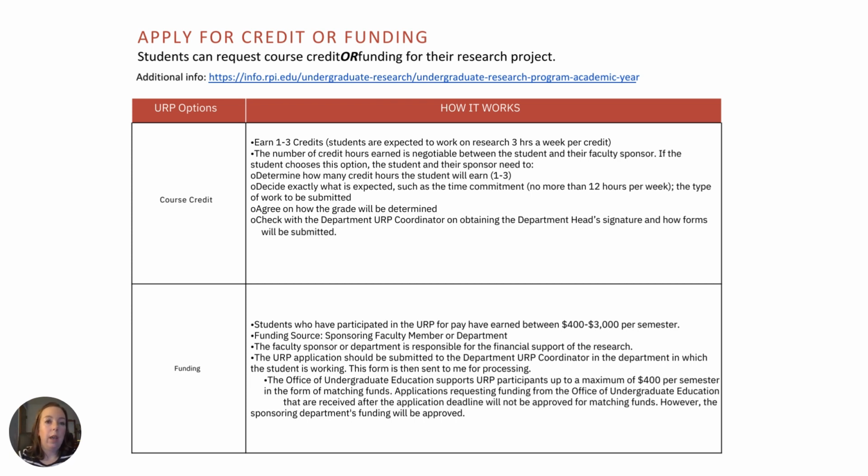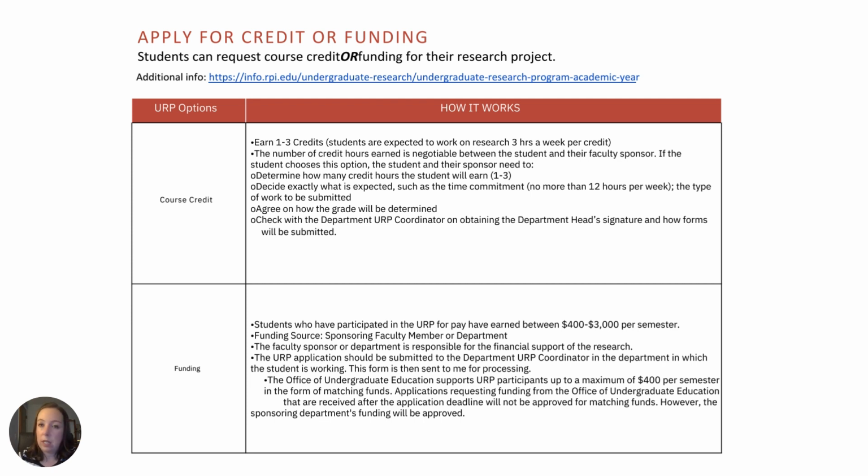Okay, so how does it work? If you're going to get URP for credit, and this is specific to Maine, you can earn between 1 and 3 credits. So that again equals about 3 hours a week per credit. The number of credit hours earned, that's something you're going to talk about with your faculty member. Think about how you want to use it.